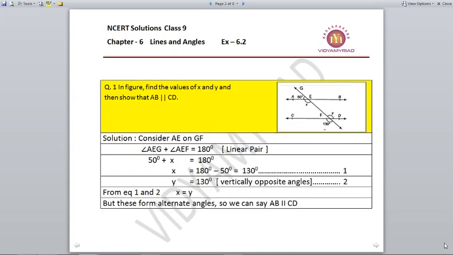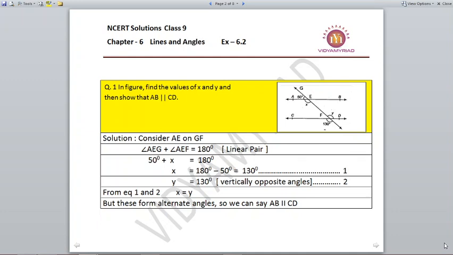Question number 1. In the figure, find the values of x and y and then show that AB is parallel to CD. Now here if you look at the figure, I have named x and y and there are some lines. We need to prove that this AB line is parallel to CD line.